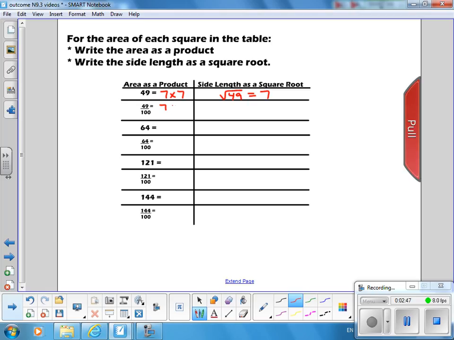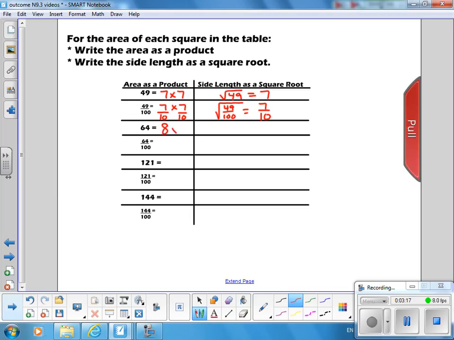When we have 49 over 100, you look at the numerator and the denominator separately. 7 times 7 gives us 49. 10 times 10 gives us 100. So 7 over 10 times 7 over 10 gives us 49 over 100. Written as a square root, the square root of 49 over 100 is 7 over 10. So what we can see is when you have a square root of a fraction, you simply find the square root of the numerator and then the square root of the denominator, and you have your answer.